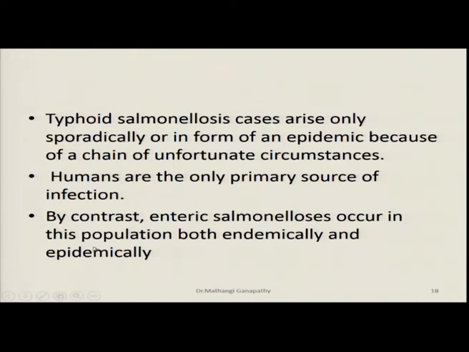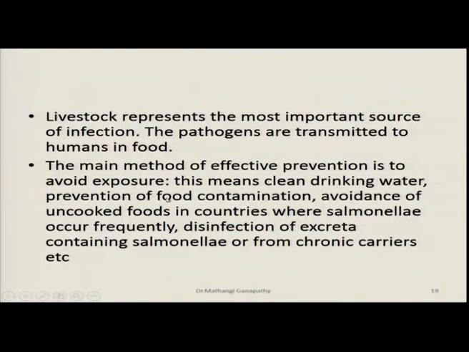By contrast, enteric salmonellosis occurs in the population both endemically and epidemically. Remember there, the livestock can also be affected in the case of enteric salmonellosis. So, they are the major or most important source of infection, and the pathogens get transmitted to humans by food. It can be by consuming an infected animal's meat or product or by being in touch with an infected animal.